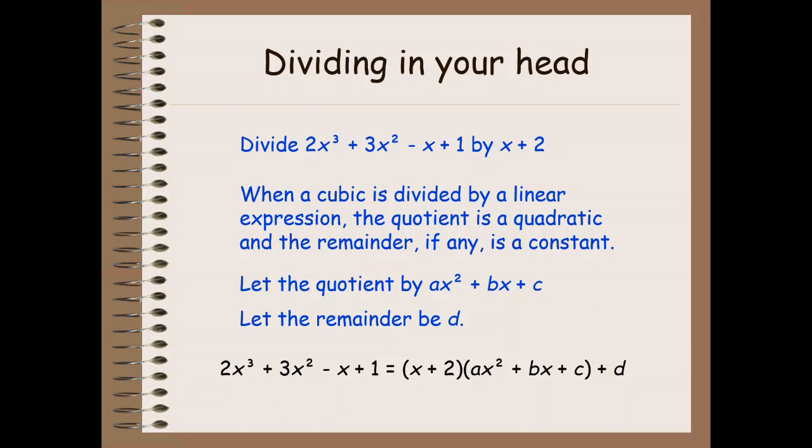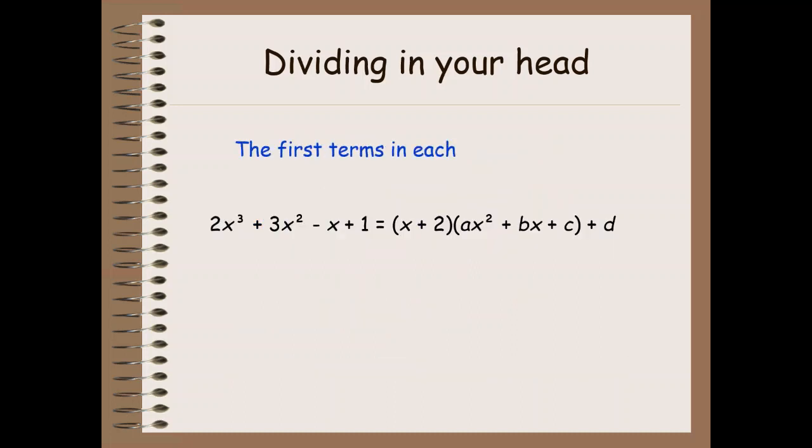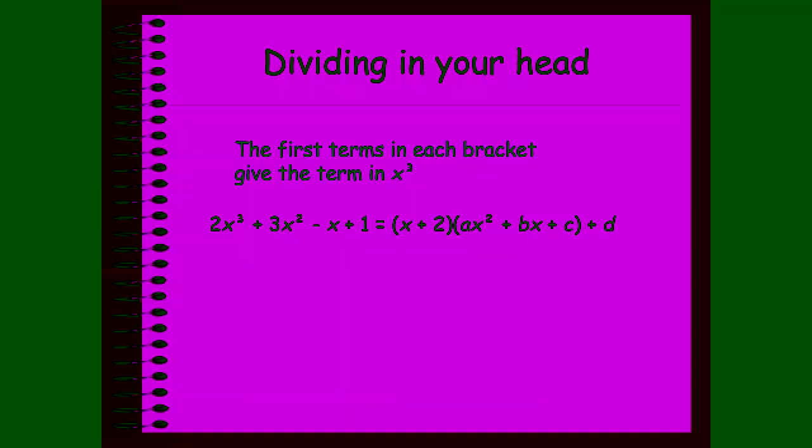X plus 2 is the divisor. The standard form of the quadratic is the assumed quotient, plus d. This should be set in your head. The only thing that's going to change in this one is the first parentheses, x plus 2, and obviously the big polynomial part. Now, the first terms in each bracket give the term in x to the third. So x times ax squared should give me 2x to the third. So a can be nothing but 2.